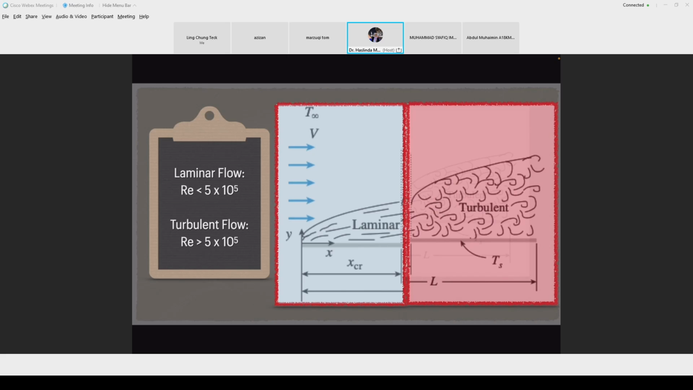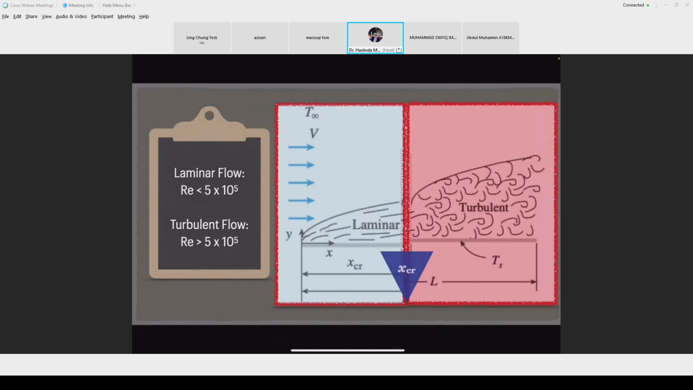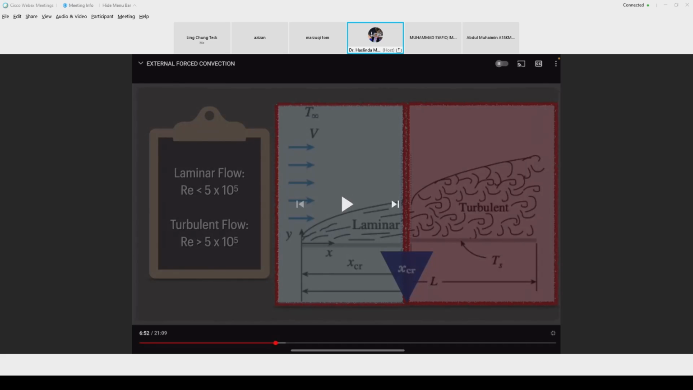And then can you see this? Okay, it is what we call it separated by critical x. Yeah, so the distance ataupun the location is at x critical.